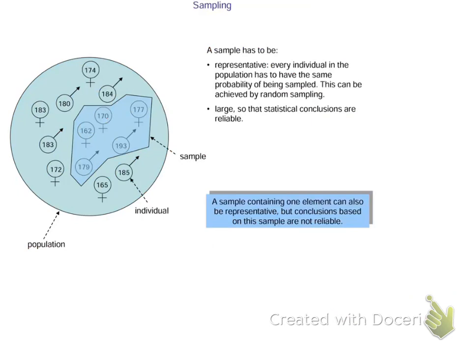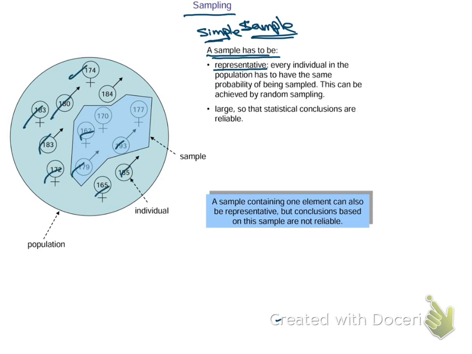In this slide, we are going to talk about sampling, and the sample has some conditions to be valid. Actually, this is called a simple sample, simple because we have different types of samples. The simple sample has to be representative. What does representative mean? It has to represent everyone. So every individual in our population should have the same chance, the same opportunity, to be chosen or selected, evenly.